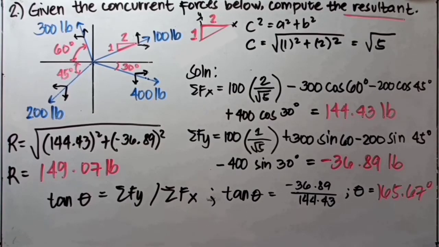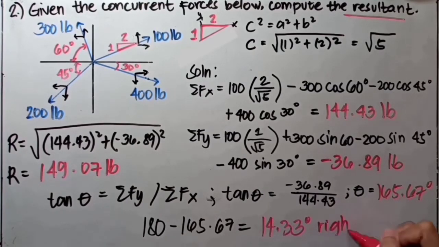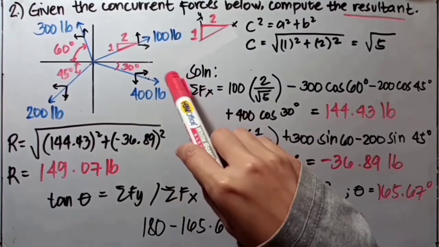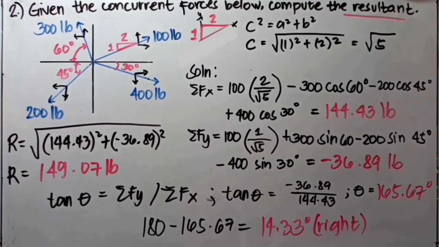degrees. Ma-minus natin yan sa 180. So, 180 will be minus by 165.67. Ang answer nito ay equals to 14.33 degrees. Ang resultant ay nasa down to the right. So, nasa baba. Since mas malaki ang force sa baba, which is the 400, malamang nandito ang resultant. So, down to the right.